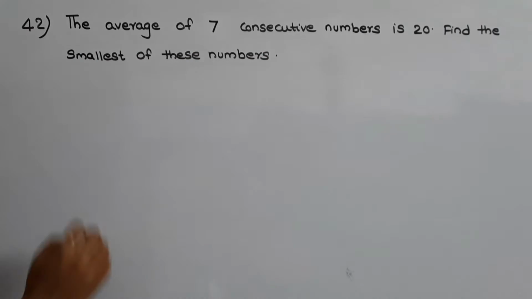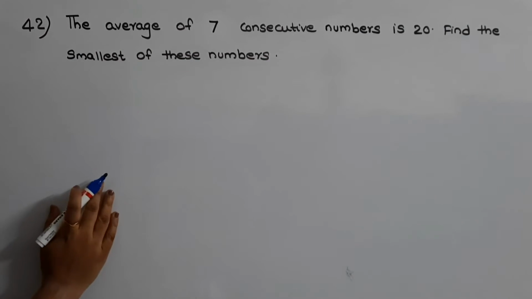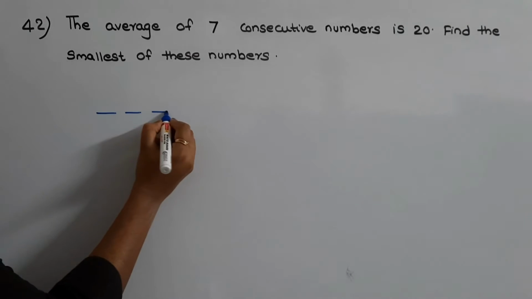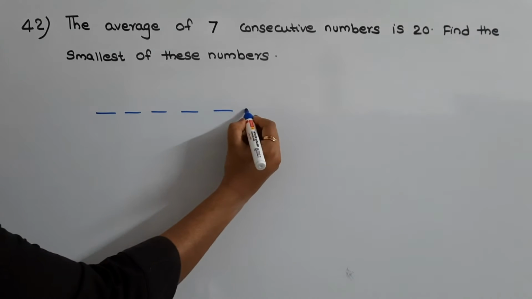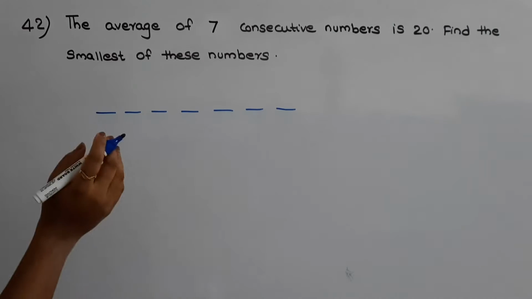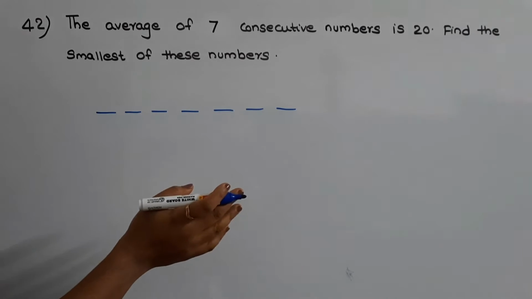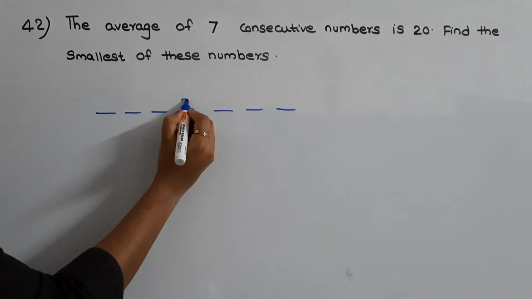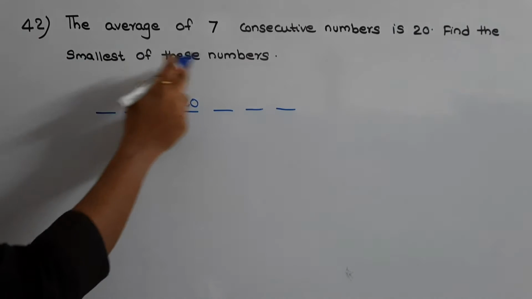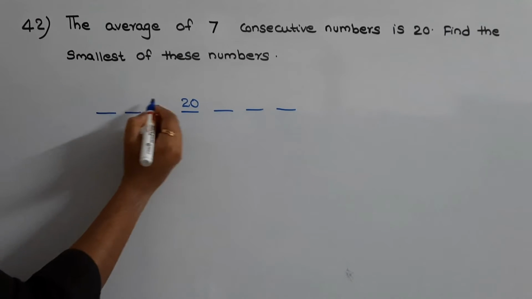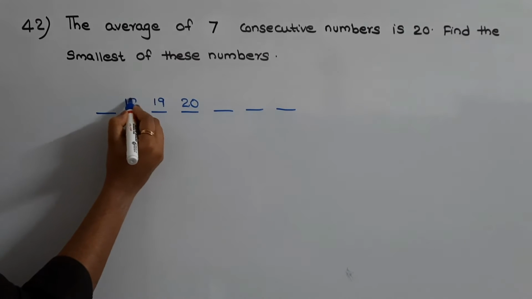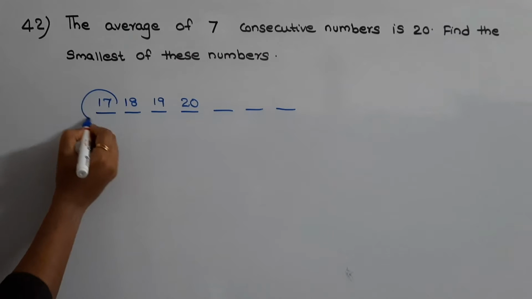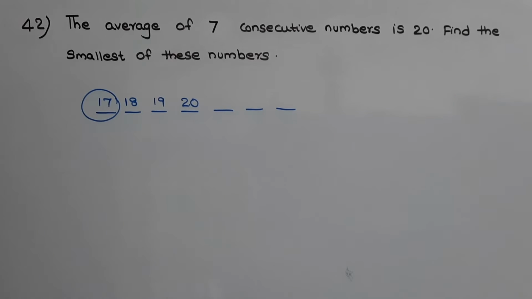The next question is, the average of 7 consecutive numbers is 20. Find the smallest of these numbers. In this question they are telling that there are 7 consecutive numbers and the average of these 7 consecutive numbers is given as 20. We know that the average of consecutive numbers is the middle number. So the middle number is given as 20. We need to find out the smallest of these numbers. If this is 20, this will be 19, this will be 18 and this will be 17. So the smallest of these numbers is 17. So this is the answer.